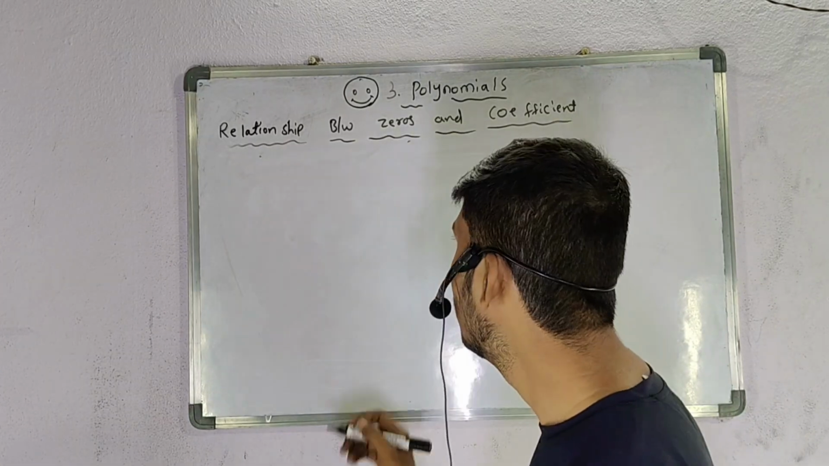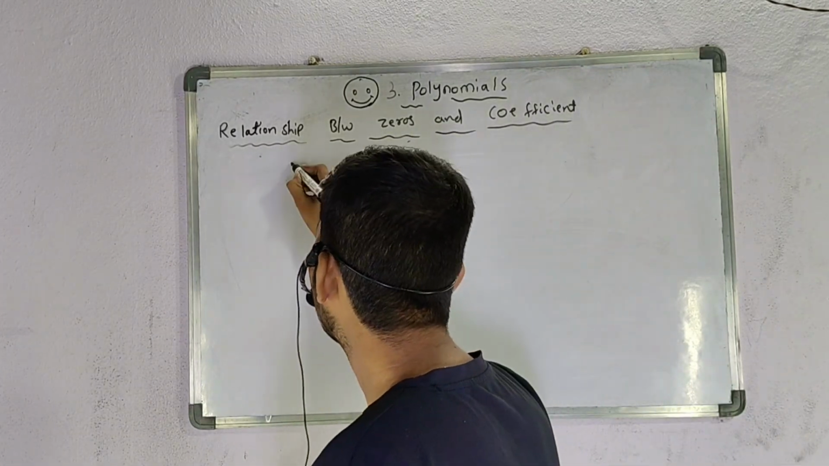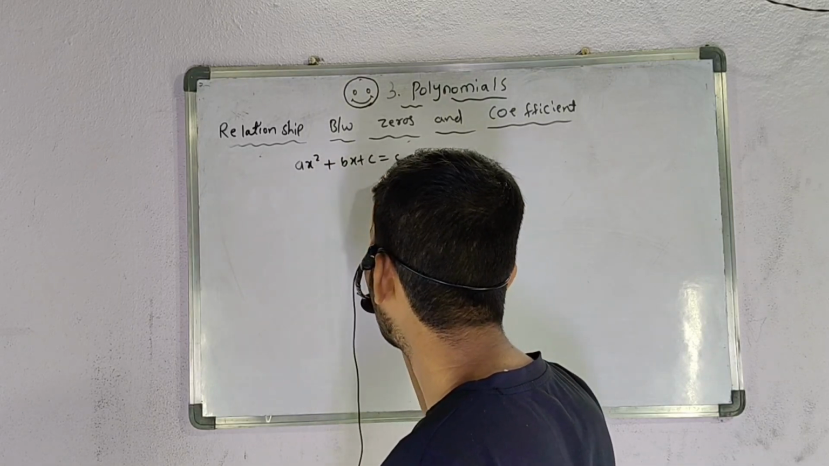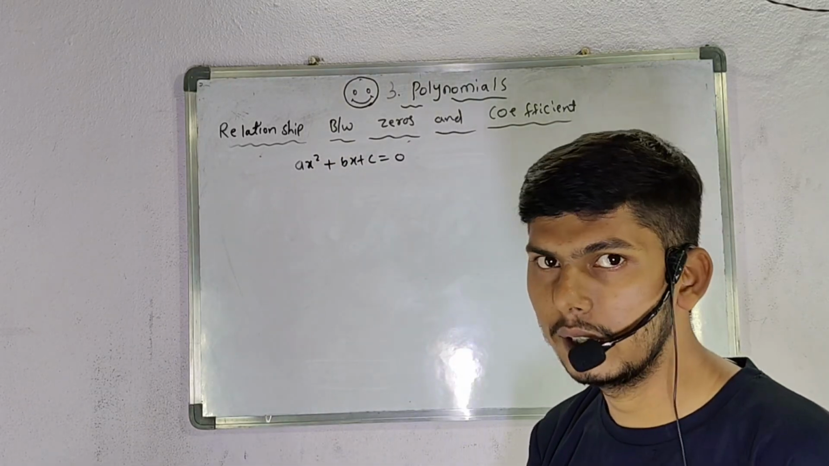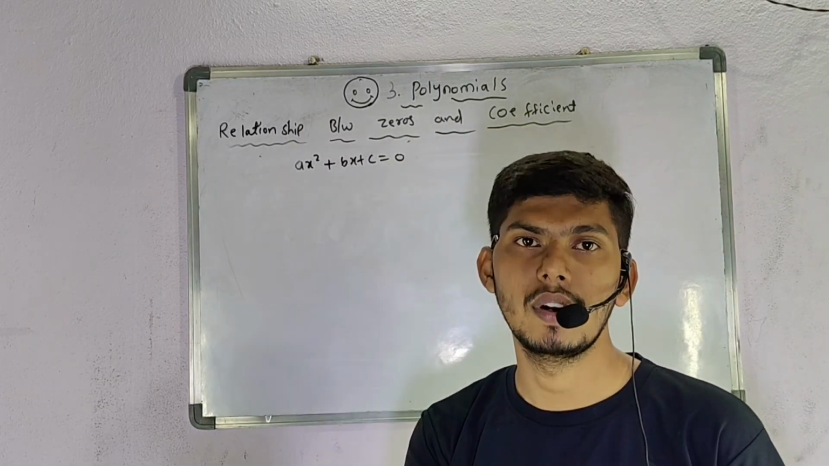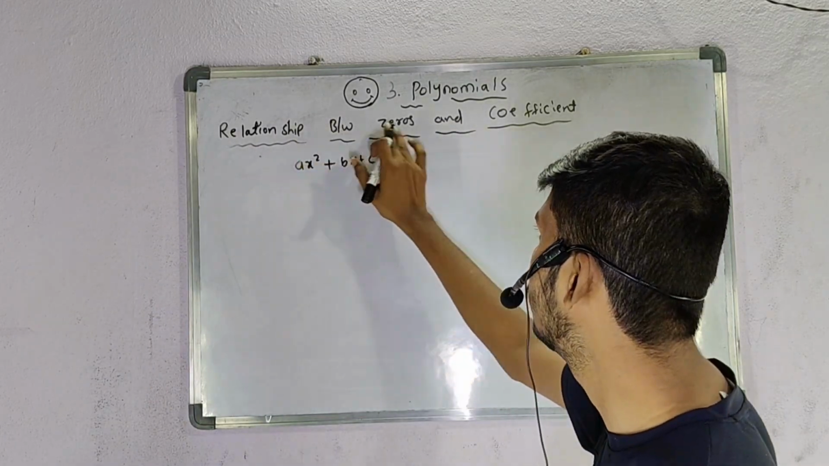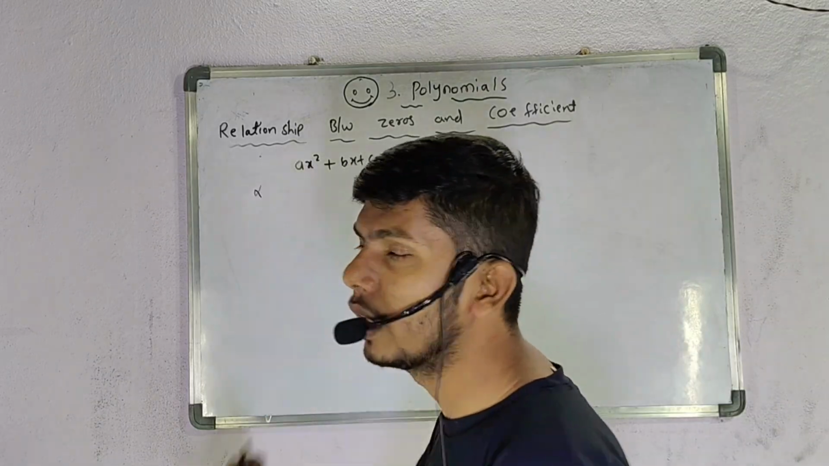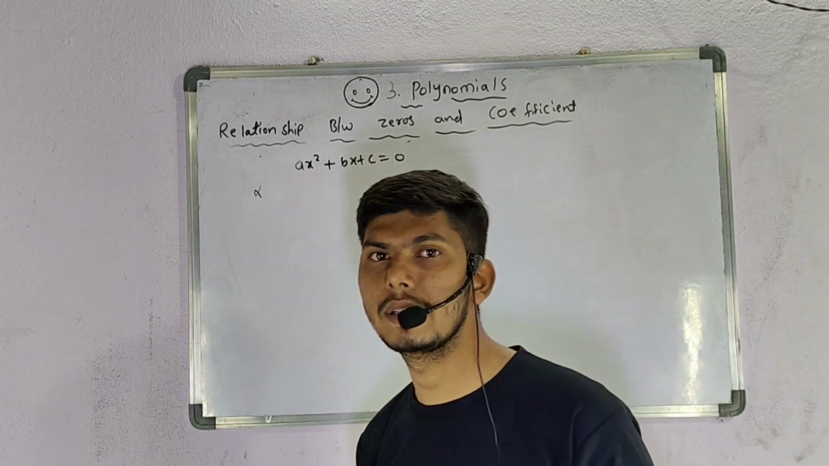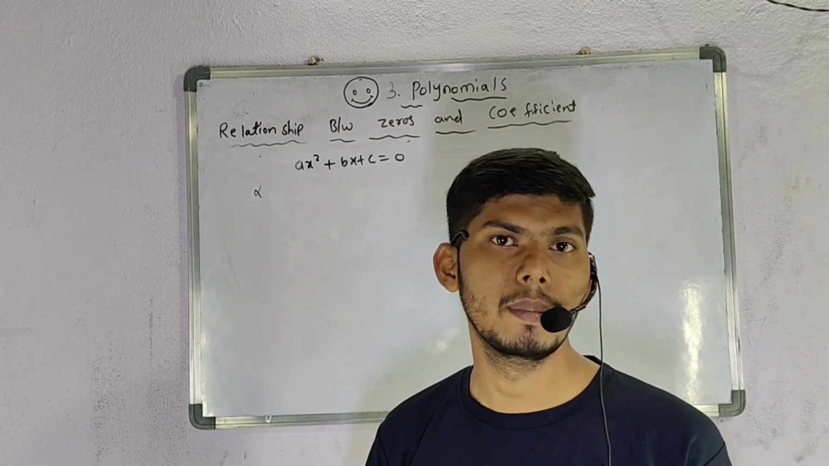First we have to write ax square plus bx plus c equal to 0. What is this? This is a quadratic equation, yes or no? For a quadratic equation, we have some formulas of relationship between zeros and coefficient. In any quadratic equation, we will find two zeros. One we call alpha and another we call beta.